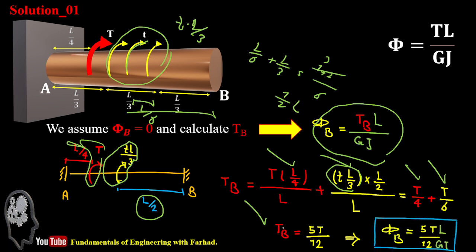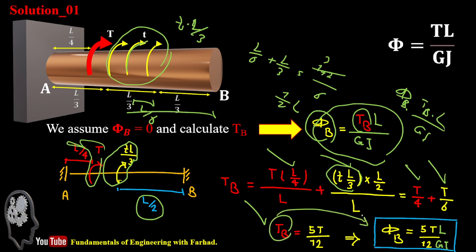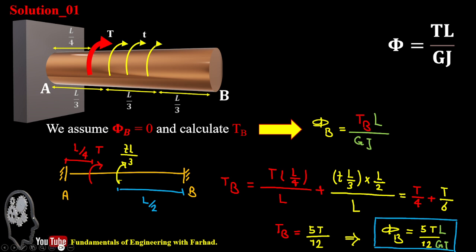Then from TB, if you just replace it in phi, you can easily calculate that phi is just TB times L over GJ. If you replace TB in this equation, you can easily get phi is equal to 5TL over 12GJ. You can also solve this problem in a more conventional method by integration.